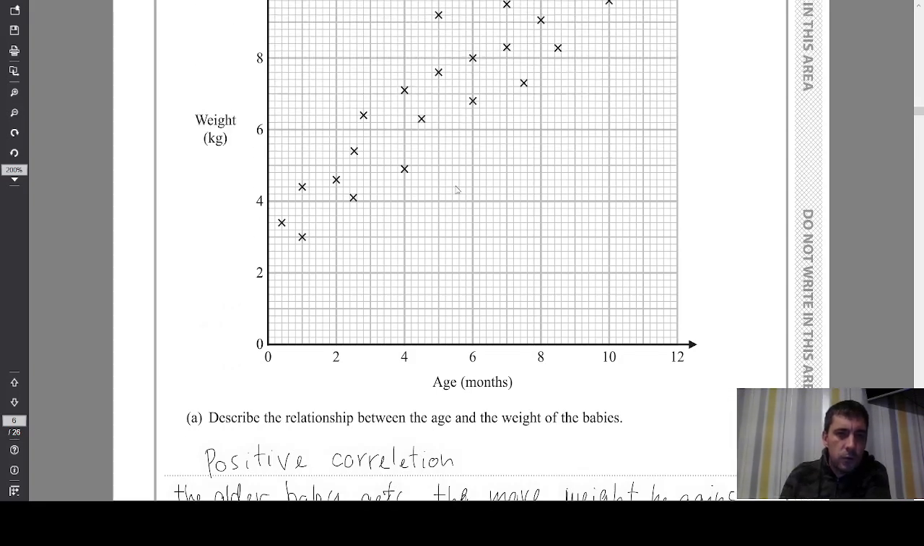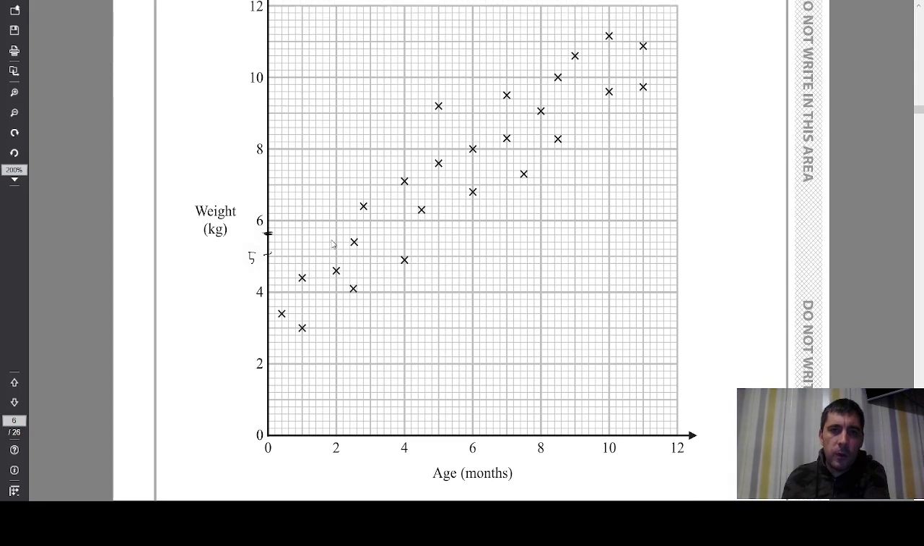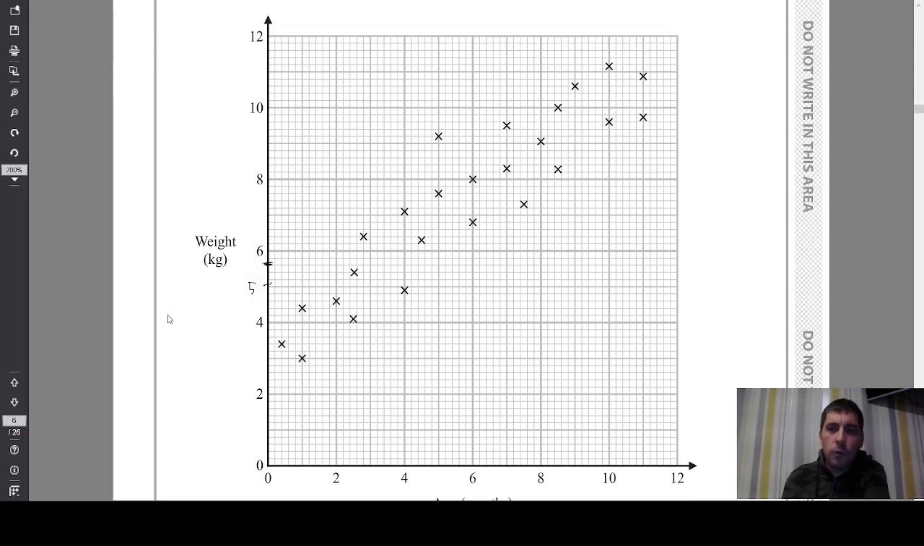It should be slightly over 5, so we can see that there's 5. Each small square covers 0.2 kilograms, so I just put my 5.8 mark. The next really important thing is using a ruler. Of course, unfortunately I don't have a ruler, so I'm just going to try to draw a line of best fit myself without a ruler.